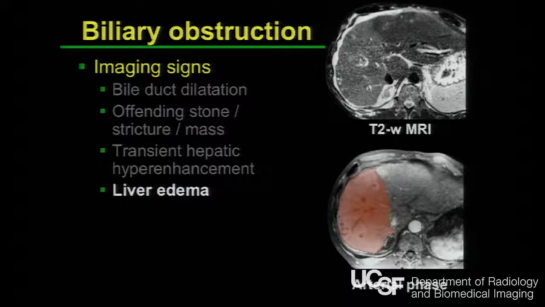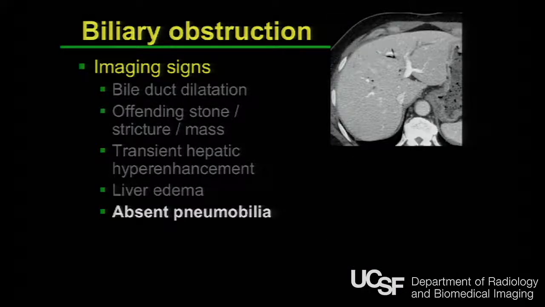What else do we see? We can see absent pneumobilia. If a patient has had prior sphincterotomy or stent placement or reanastomosis of their bile ducts into bowel, they will live their whole lives with pneumobilia. Pneumobilia will float to the most non-dependent portion of the biliary tract. And in this case, we can see very small caliber ducts. They're only slightly dilated, and there's gas in the anterior medial segment of the left lobe of the liver.